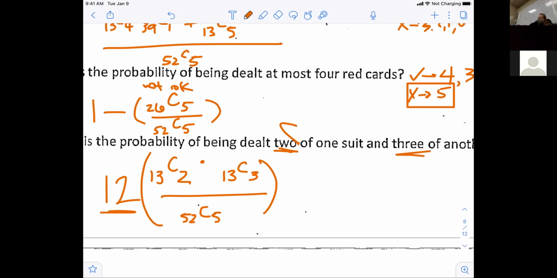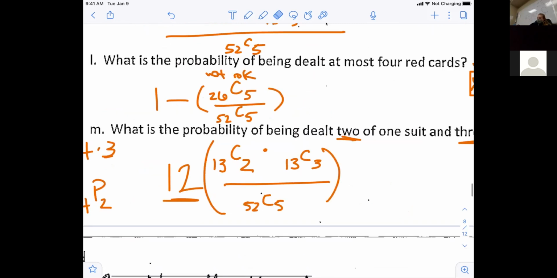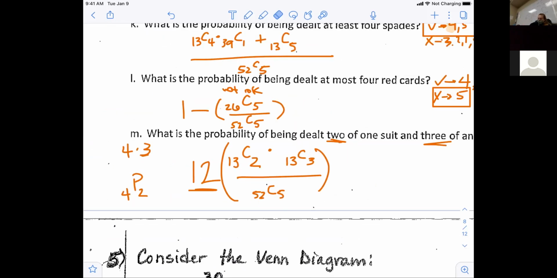So order matters. That's why you can think of it as 4P2. Both of those numbers will give you 12. So we're going to do 12 times all of those percentages, or all of that probability.